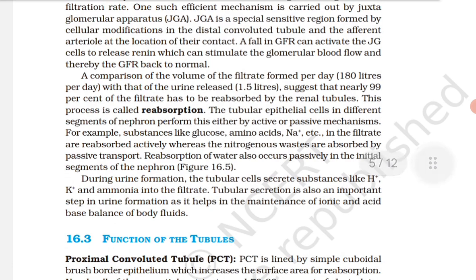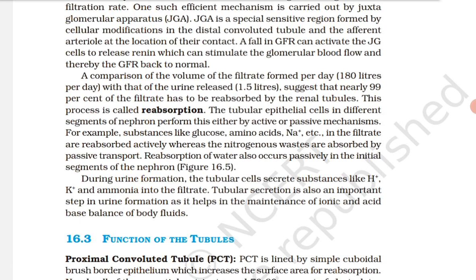A comparison of the volume of the filtrate formed per day, that is 180 liters per day, with that of the urine released, that is 1.5 liters, suggests that nearly 99% of the filtrate has to be reabsorbed by the renal tubules. This process is called reabsorption. The tubular epithelial cells in different segments of nephron perform this either by active or passive mechanism.